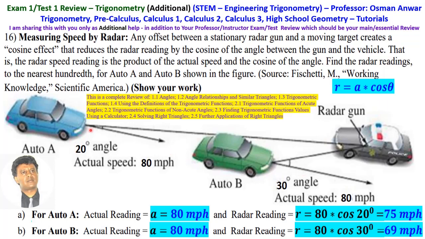So that means if these two vehicles are traveling on the same highway at the same speed, 80 miles per hour, the police officer will stop car A because the radar reading is 75 miles per hour. It is 5 miles per hour above the speed limit, but it will let car B go because the radar reading is only 69 miles per hour, although the actual speed is 80 miles per hour.